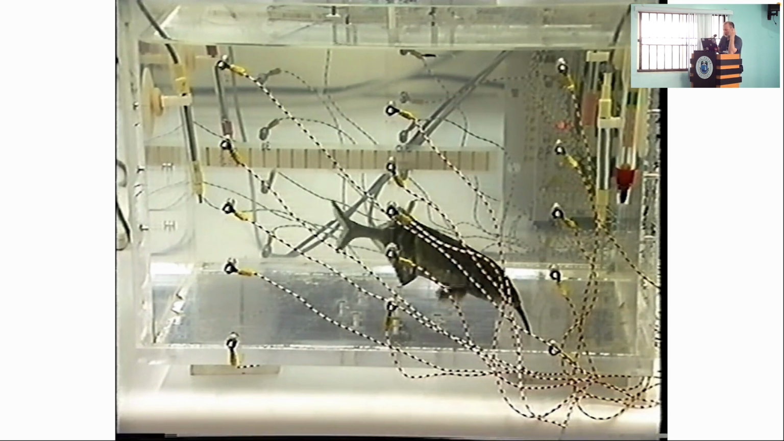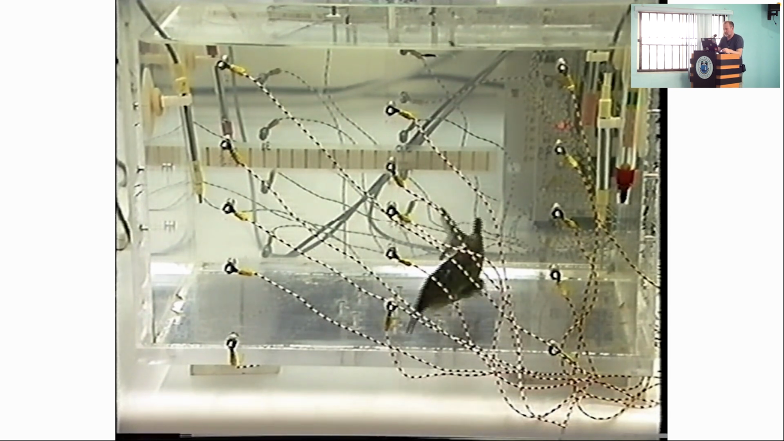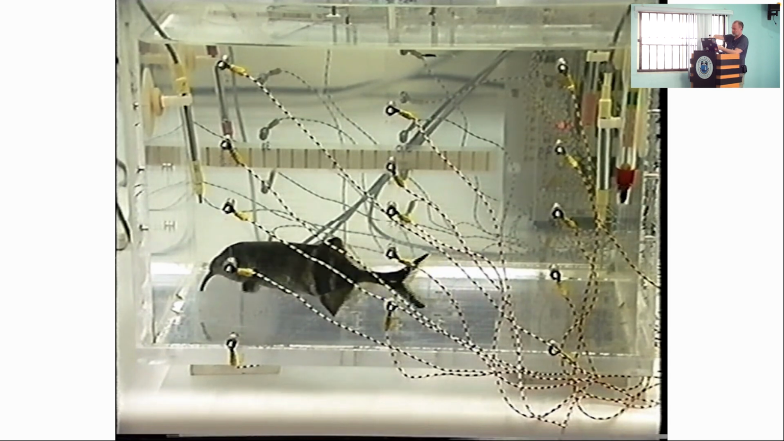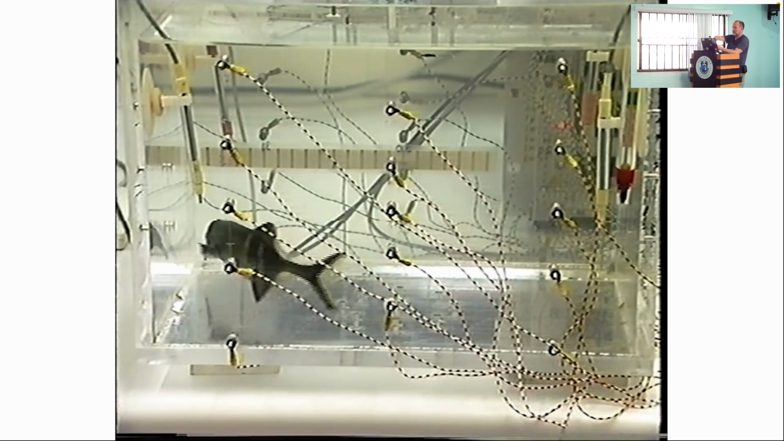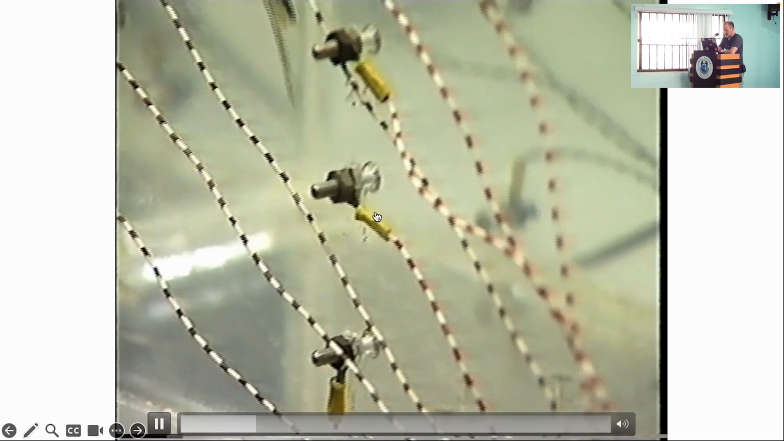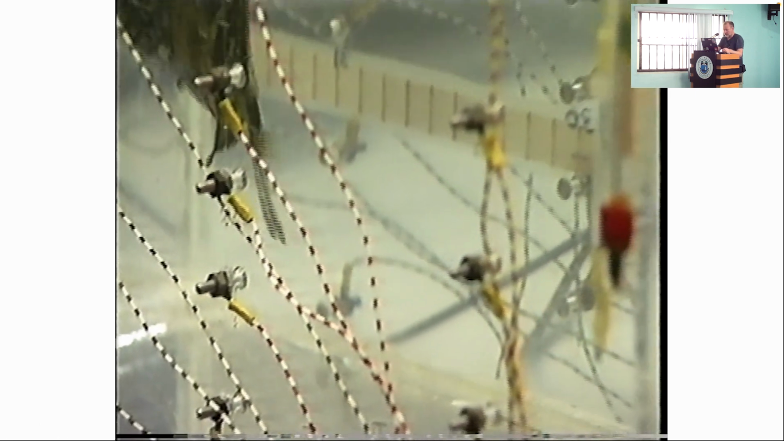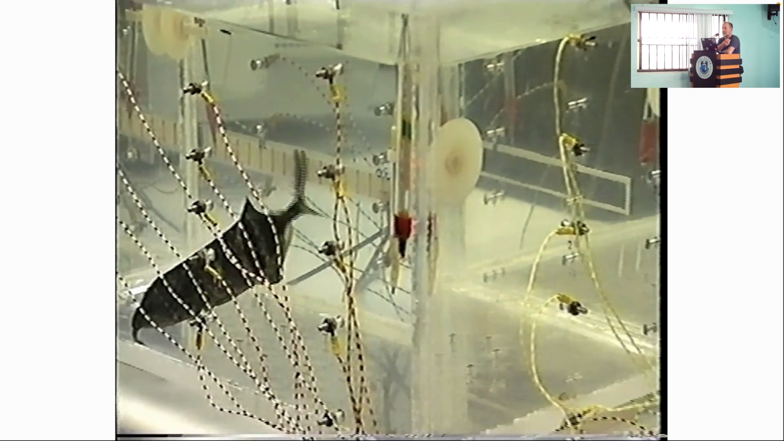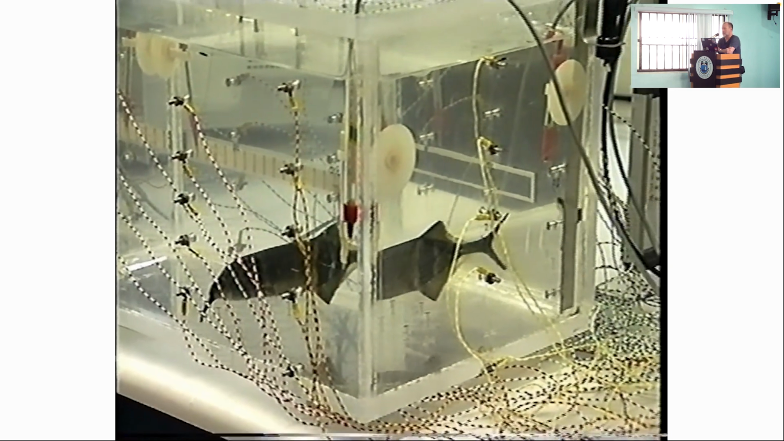I'm just going to keep my microphone closer to the computer. So what you hear is this clicking sound, and each of these clicks, I'm just going to turn it off again, each of these clicks is the fish emitting a small electric pulse.